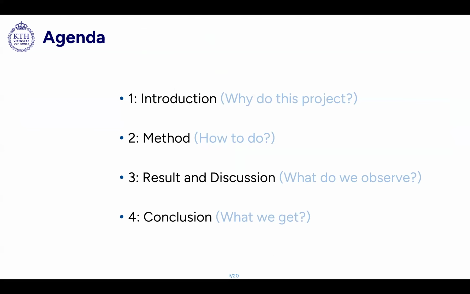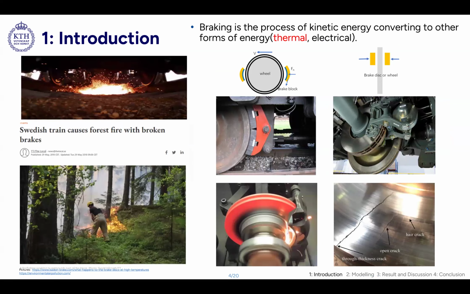The agenda for today is mainly four parts. First we go to the introduction, why we do this project. All vehicles need to change speed or stop, so braking is important. Braking is a process in which the kinetic energy of the vehicle converts to other forms like electricity or thermal energy. The mechanical brake is mainly based on the friction brake pattern.